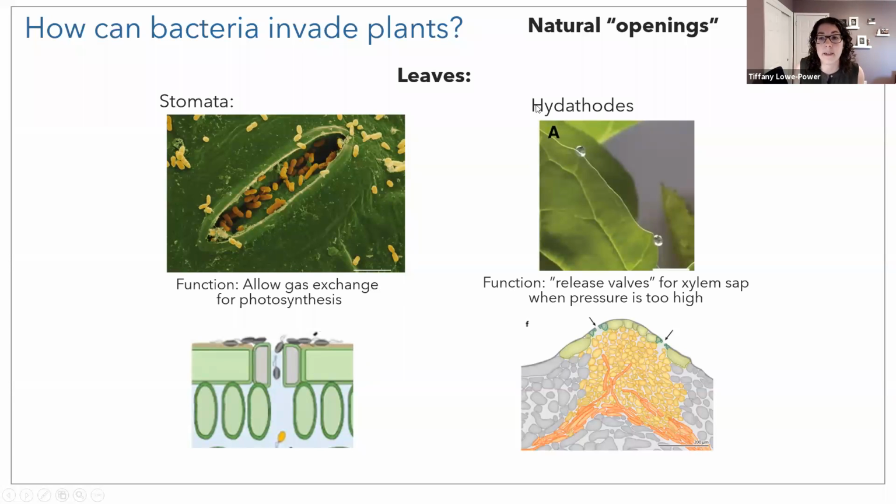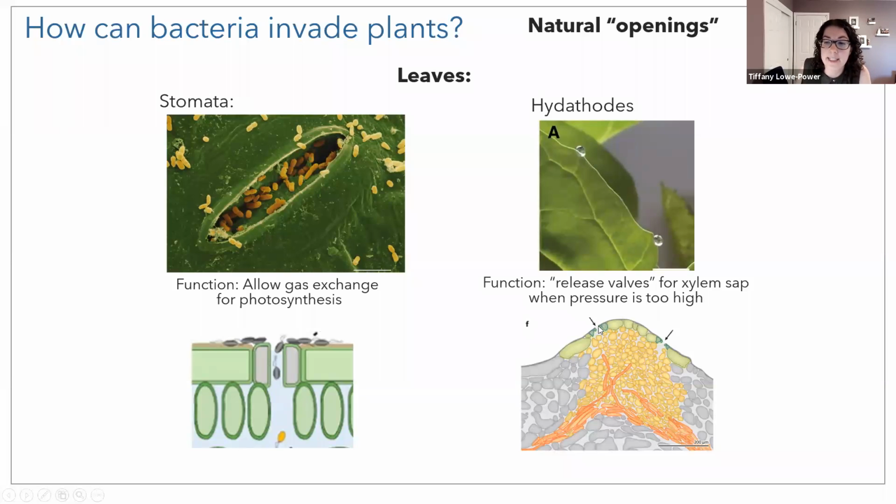Another natural opening on leaves are called hydathodes. The physiological function of hydathodes for plants is that these act as release valves for the pressure of xylem sap. So if the plant has taken up too much water and risks exploding, the hydathodes will allow that excess water pressure to leave through these pores. It's not a completely open anatomy, but it does allow water to get out.